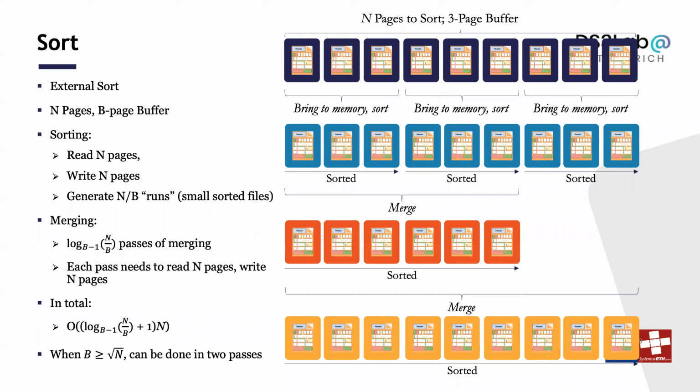Assuming you have 100 pages, then you have a 10-page buffer, right? In that case, the whole merging phase can be done in a single pass. So if you have a reasonably large buffer, B larger than the square root of n, the whole thing can be done in just 2 passes, okay? Your sorting phase will read and write once, and your merging phase will read and write once. So that is the power of external sort.